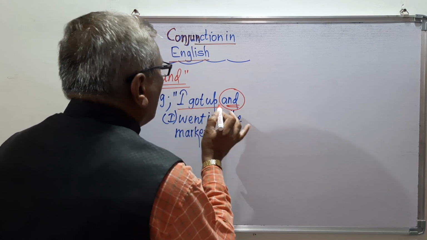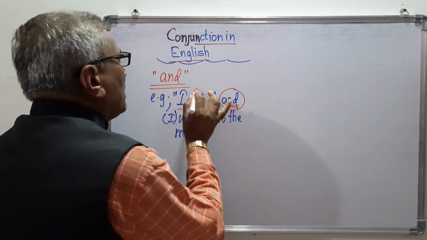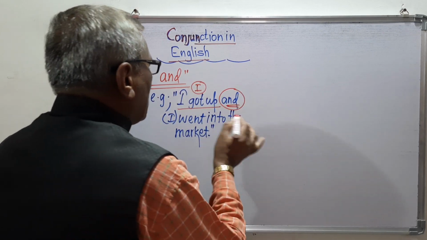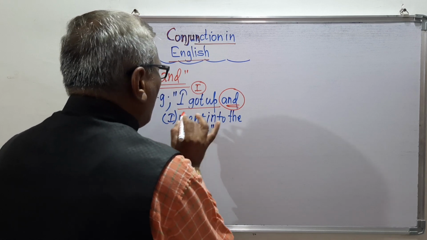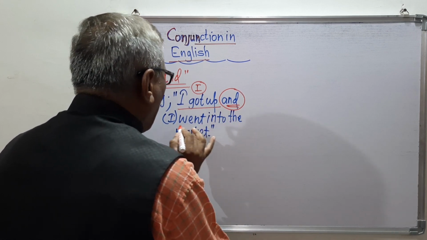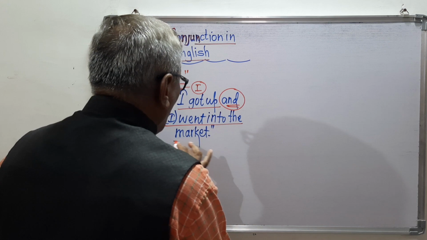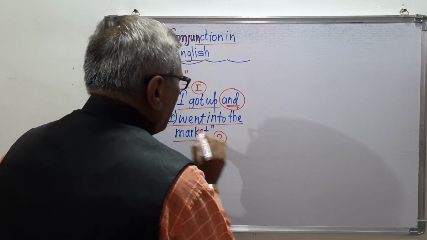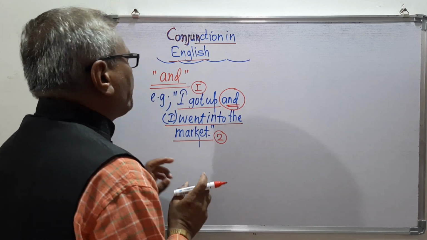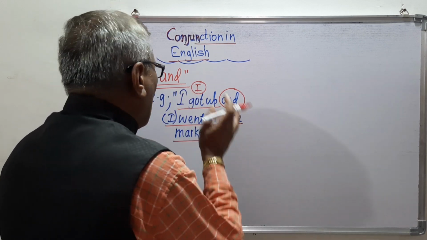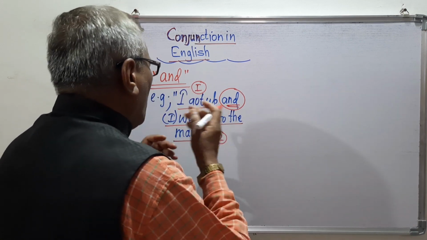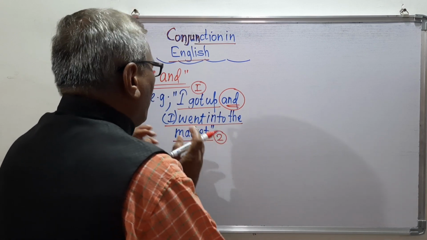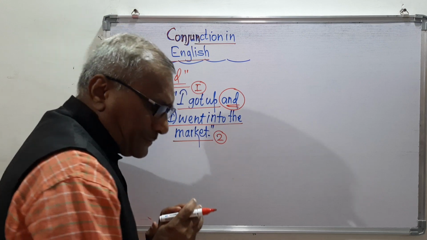I got up, this is the first sentence. And the second sentence is, I went into the market. So remember, I got up and I went into the market, or we can say, I got up and went into the market.